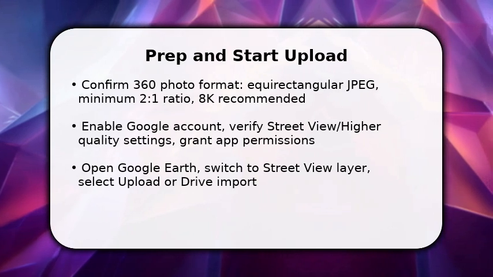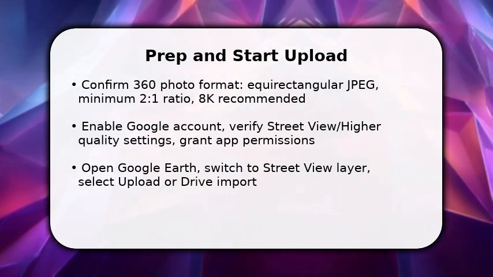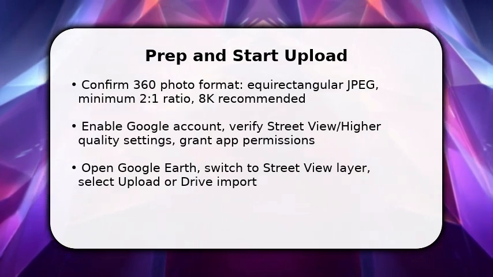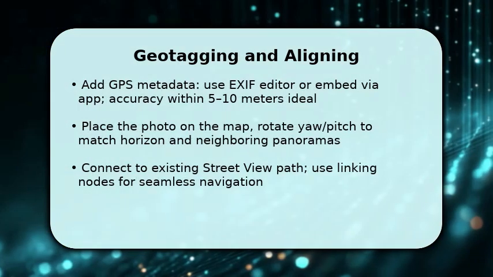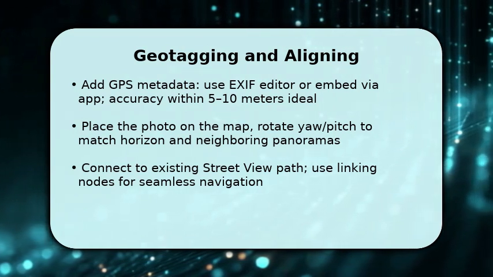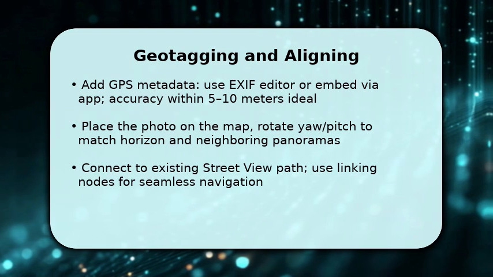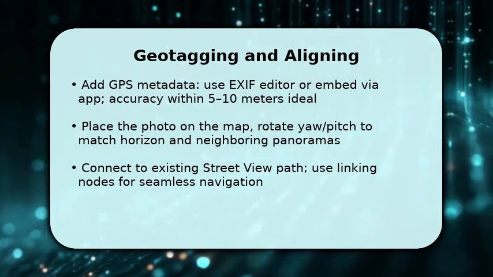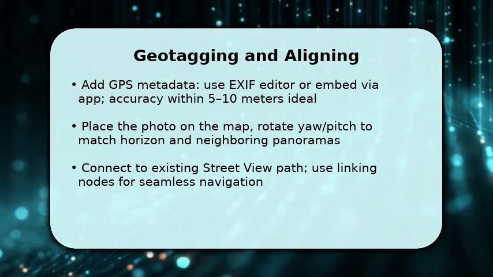Do this now so you have a live workspace. This is the step that turns files into geolocated content. Next, you focus on geotagging and alignment because placement determines usability. Use an EXIF editor or your camera app to add precise GPS coordinates. Aim for 5 to 10 meter accuracy so your image matches nearby panoramas.